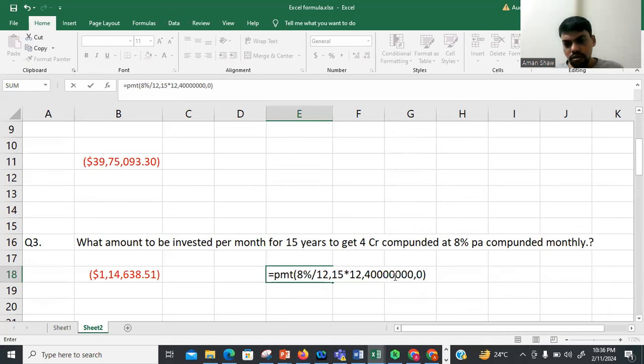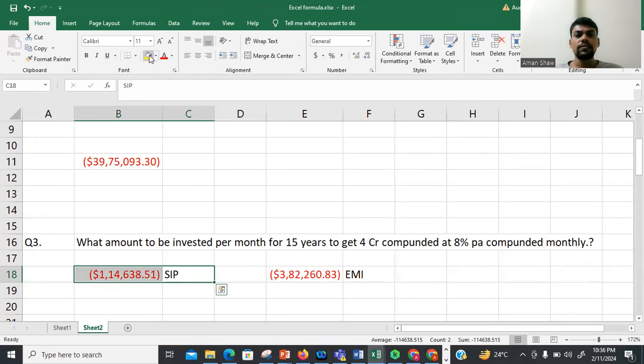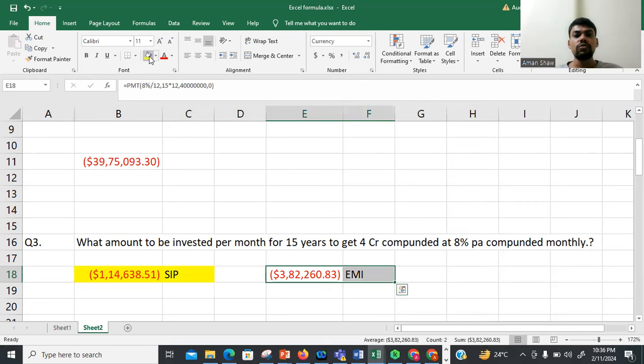So around 3,82,000 per month you have to pay. 3,82,000 per month, so that with equal monthly installments for 15 years you are able to repay your house loan back. So this is the EMI thing, and the earlier one is the SIP thing. So the PMT formula can be used in both ways.